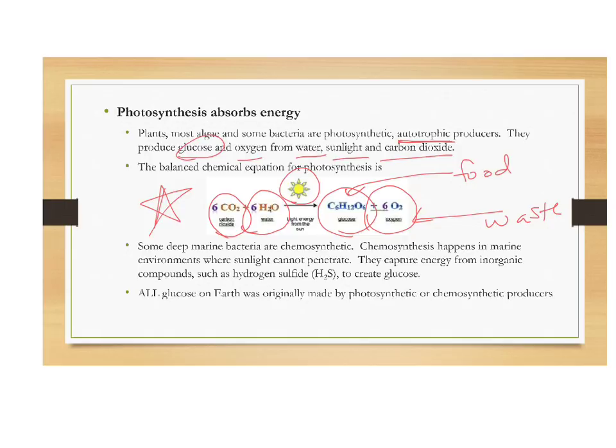So we talked a little bit in class about this word right here, chemosynthetic. Chemo means chemical, and synthesis or synthetic means to make or to build. Deep marine bacteria produce glucose from inorganic compounds, from chemicals, and that's why they're called chemosynths. Chemosynthesis happens where there is no light to drive photosynthesis.